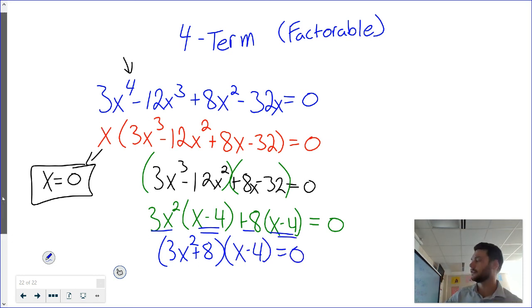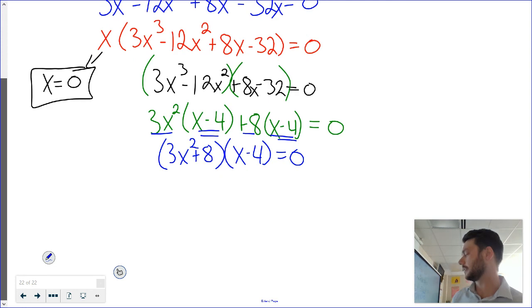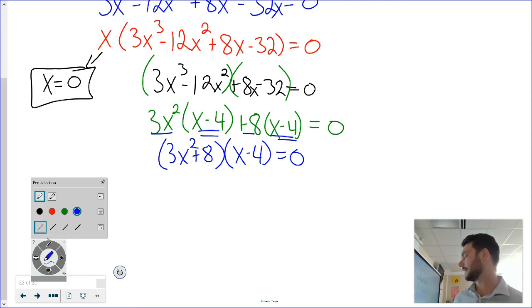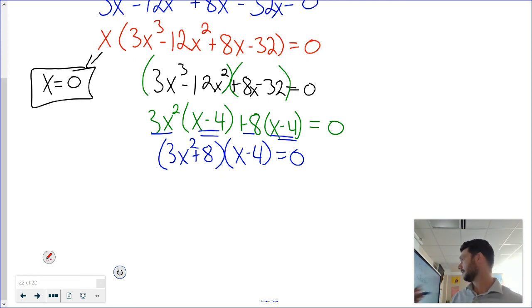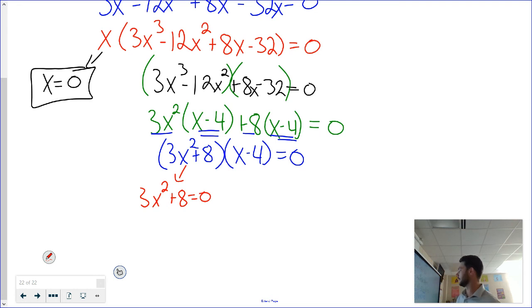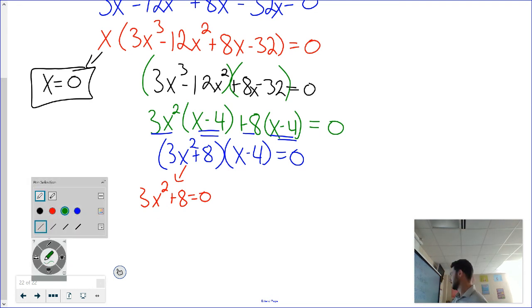So now I can solve these two things. Without having to go to my calculator and having to graph it and find those solutions, we can just jump in and factor, which is great news. So this actually worked out. Now I just say, well, 3x squared plus 8 equals 0. I better go do some division here. If I subtract 8, 3x squared equals negative 8. And then I got to divide by 3.